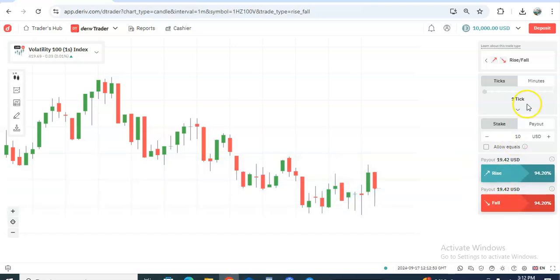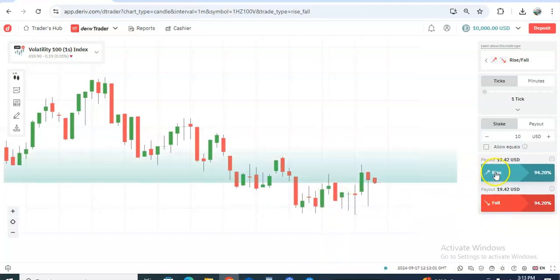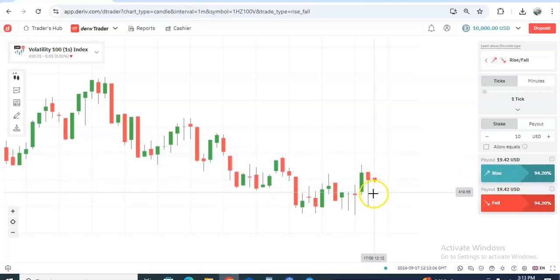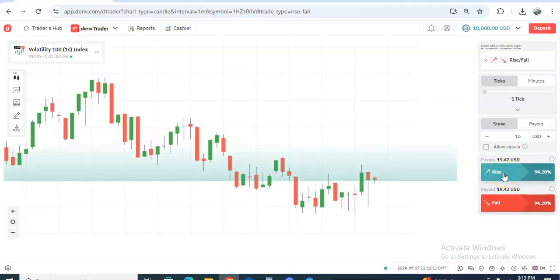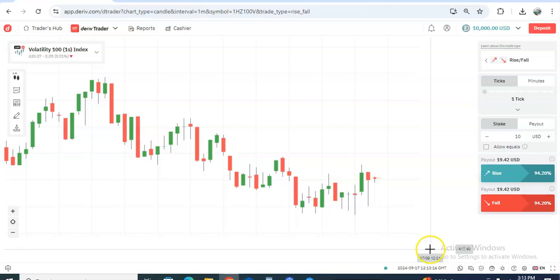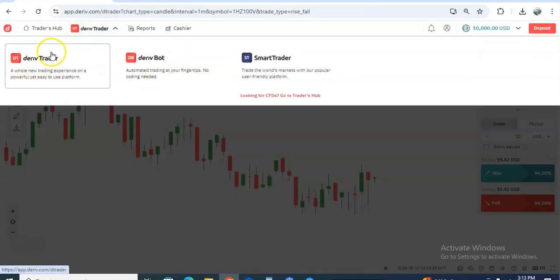So for this one, let me input. This one it's a rise market, so we are going to wait for it to fall at least 3 times, and then when it retraces we go for a rise. So we are a bit late. We could have entered here, but you can use the trading view for deriv, but for today I'm going to use the internal one, this one for deriv trader.